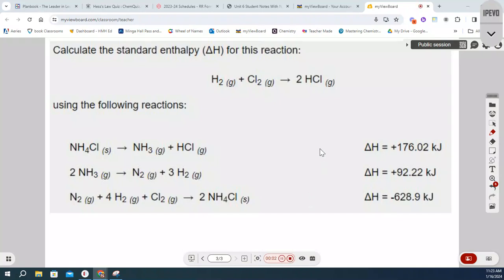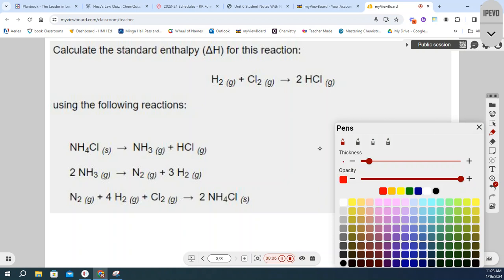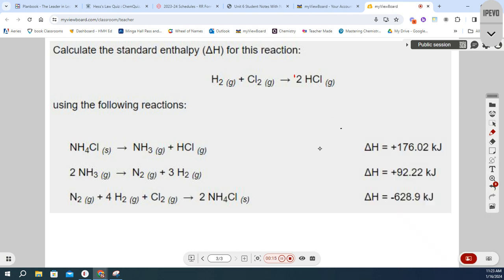All right, let's go over this. Okay. So first thing is I'm going to look for these things in the equation. The first thing I notice in the first one, there's no hydrogen or chlorine by itself, but I do see HCl. HCl is on the right-hand side of the target. So guess what? I'm going to keep that the same.